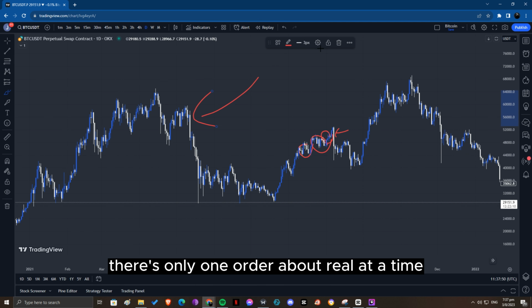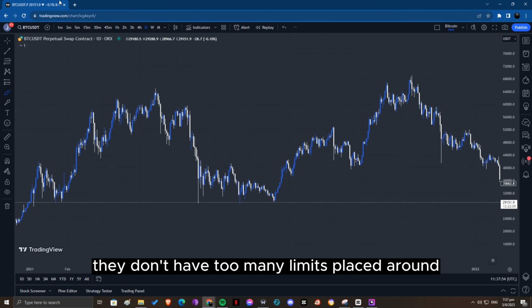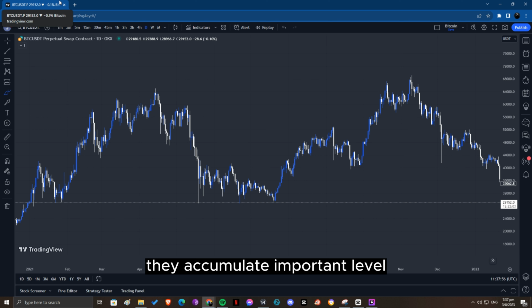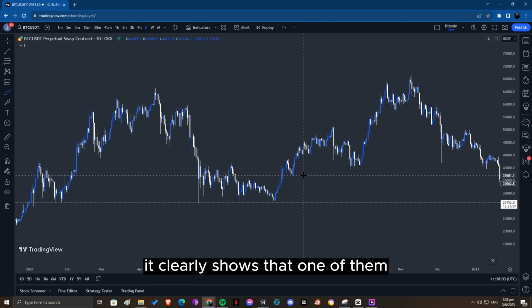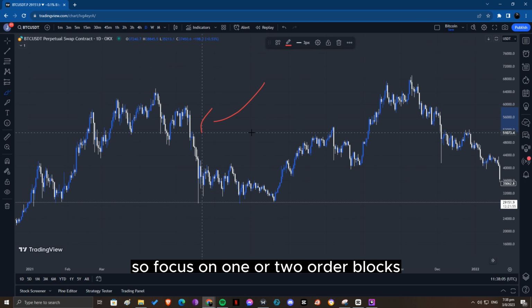There's only one real order block at a time. We can't have too many because institutional orders don't have too many limits placed around. They accumulate at a potent level in a certain price zone. So if you have too many order blocks, it clearly shows that one or many of them are fake. So focus on one or two order blocks.